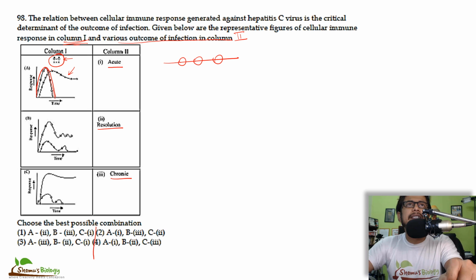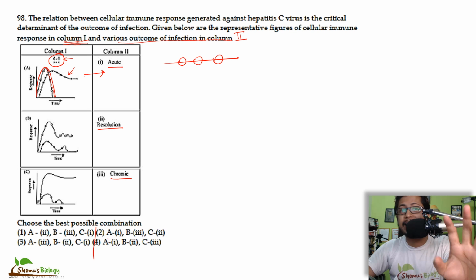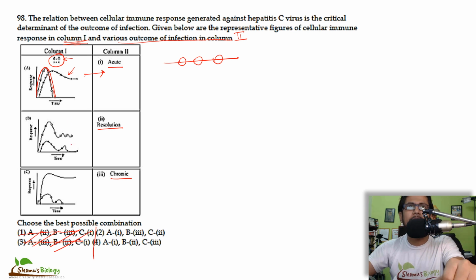So what we can see is this kind of response, where the agent is present in the body for a short span of time and then the immune response easily defeats it, is an acute response. So A is acute. There is no doubt about it. A is 1, that's fine. So let's find out which of the options carry A with 1, 2 and 4. So 1 and 3 are not correct. So between 2 and 4 now we need to find out the option.